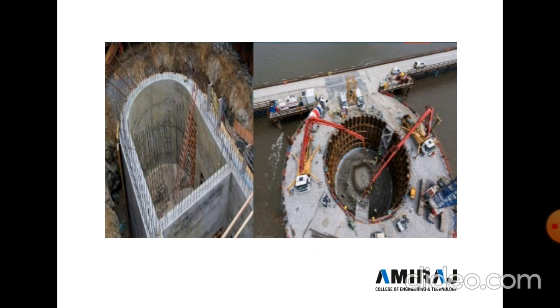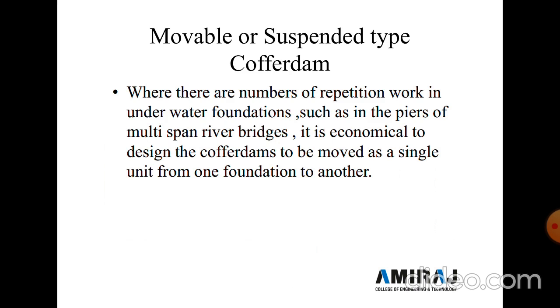Now the next type of cofferdam is a movable or suspended type cofferdam. Where there are a number of repetition works in an underground water foundation, such as in the piers of a multi-span river bridge, it is economical to design a cofferdam to be moved as a single unit from one foundation to another foundation.